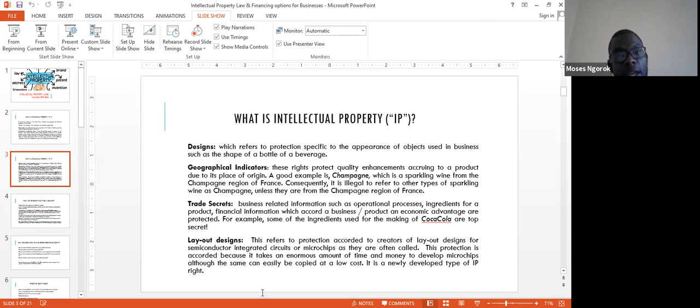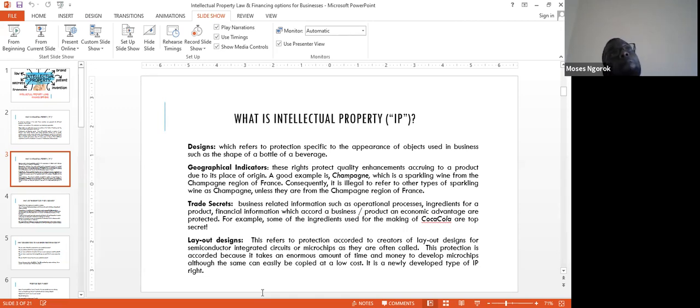So when you say champagne, you're making reference to a wine that originates from France. So I don't know, you reflect and see if you can come up with a few other examples of geographical indicators, but that's one that I would share.